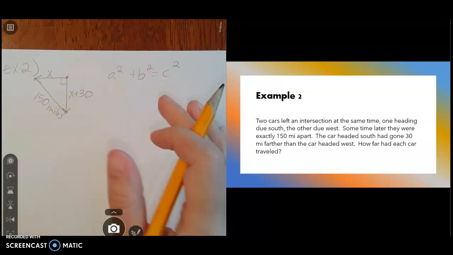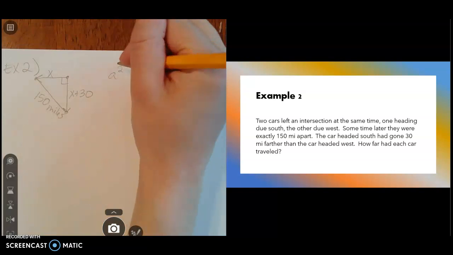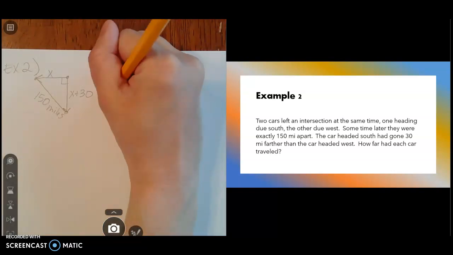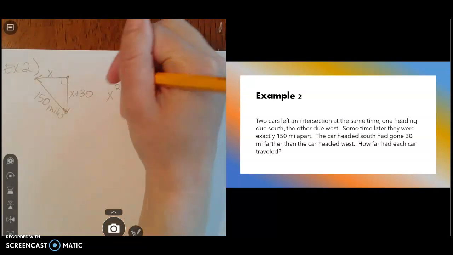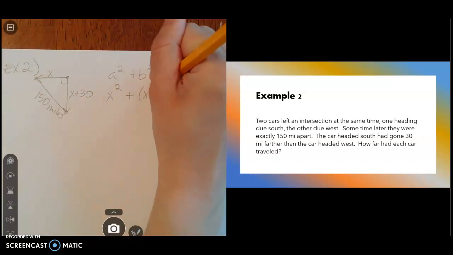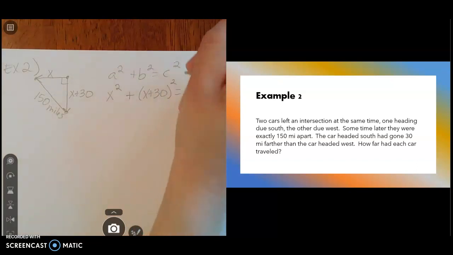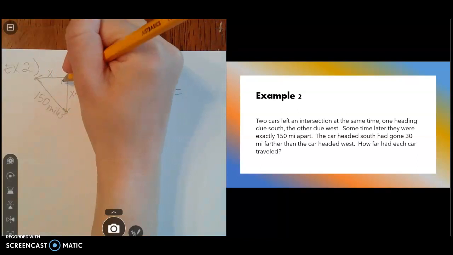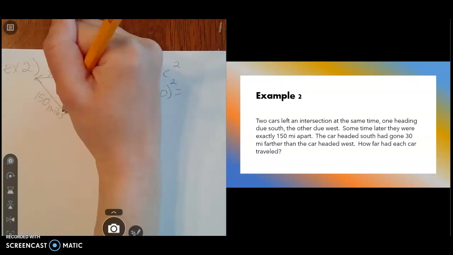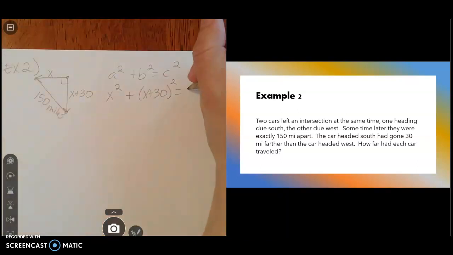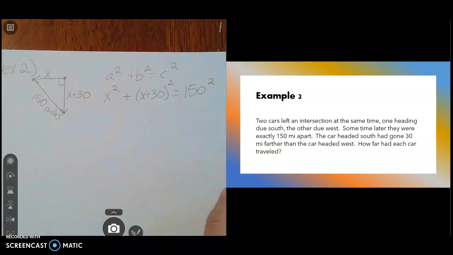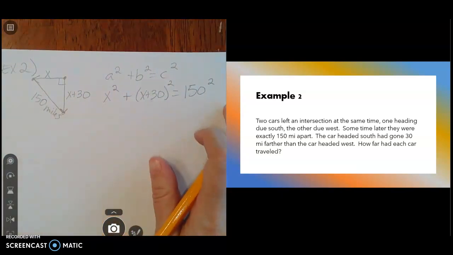For us, what that's going to look like: a squared, you can use either one of the legs, but how about x squared? For b squared, we'll use the other leg, so x plus 30 squared. And the hypotenuse is always the side across from the right angle. It's the longest side of the right triangle, and that's our 150. So 150 squared. That's what this would look like in the Pythagorean theorem.